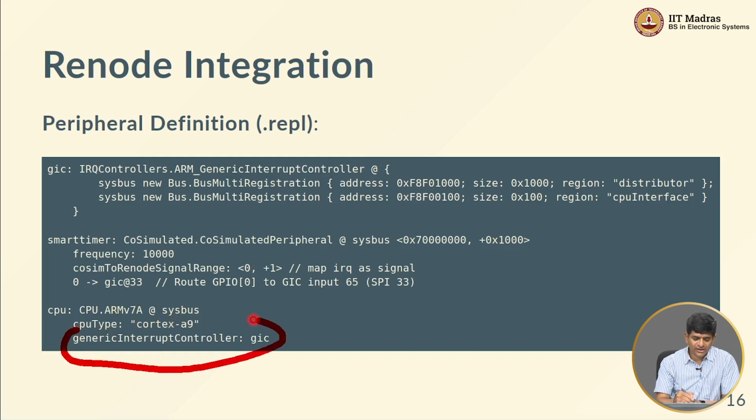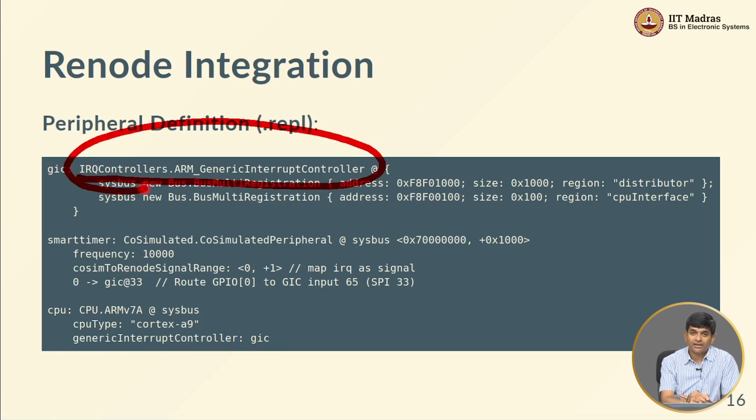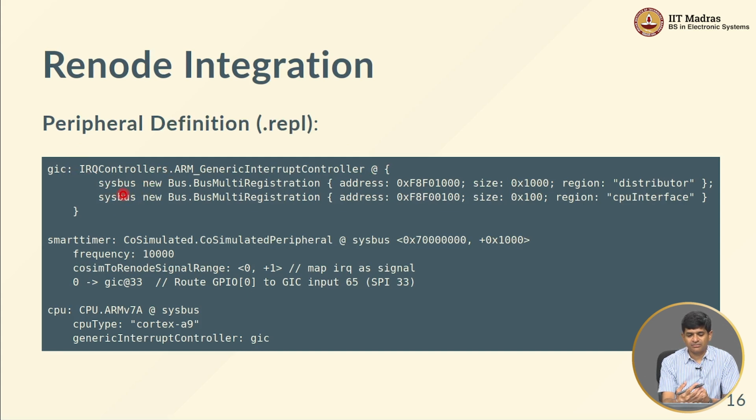It also has a line over there where it basically says it has a generic interrupt controller, which is the GIC. And this GIC is also defined somewhere else in that same REPL file. It tells you that this is IRQControllers.ARM_GenericInterruptController. Now what is all this? Remember that Renode itself is a package that is written in the C# programming language, it does not really matter to us. This notation, this IRQControllers and so on, is telling us which particular module in the Renode package, that is all in the software that has been used to create Renode, I should use in order to emulate the behavior of the interrupt controller.